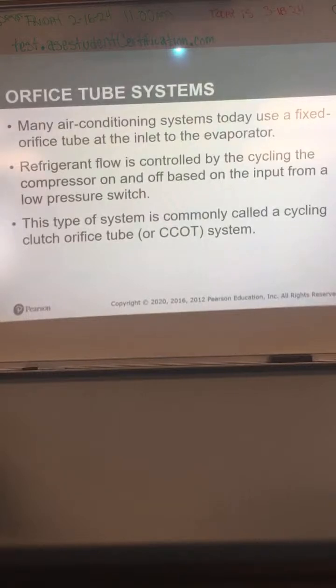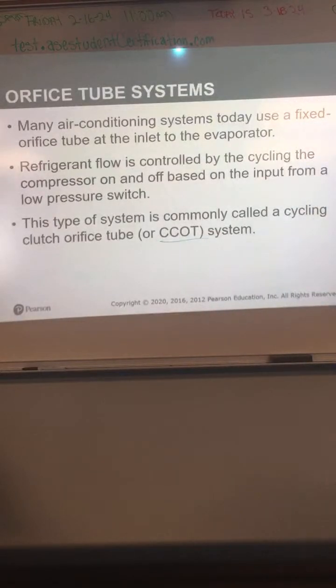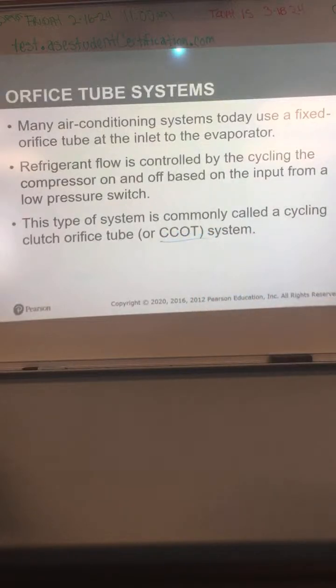Most systems now use the thermal expansion valve. You don't see a whole lot of orifice tube systems, even though it says many air conditioning systems today use a fixed orifice tube. Remember I said you're going to see the term CCOT, cycling clutch orifice tube. Since the orifice tube is a fixed orifice, meaning it doesn't change in size, it can't regulate the flow into the evaporator through that. What it does is turn the compressor on and off. The compressor will actually cycle. That's what they call a cycling clutch orifice tube system. That's what CCOT is, okay?